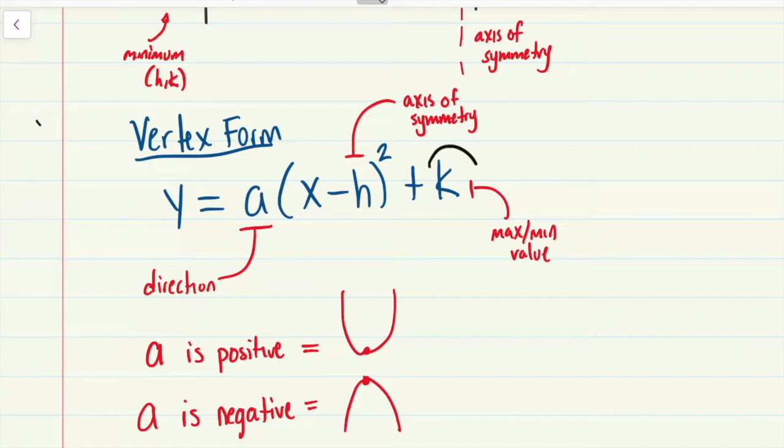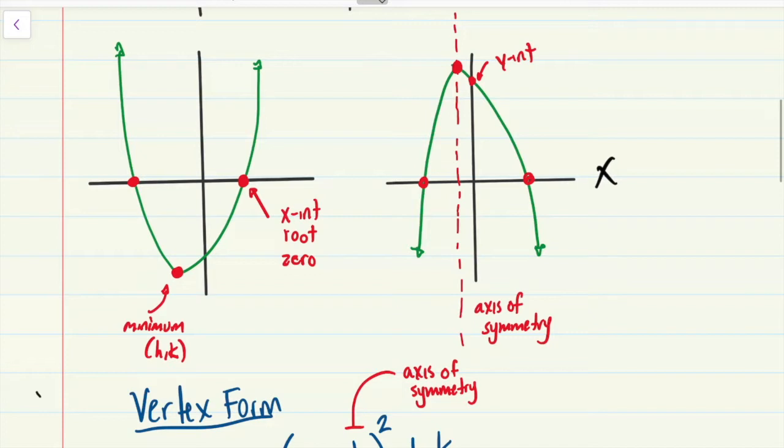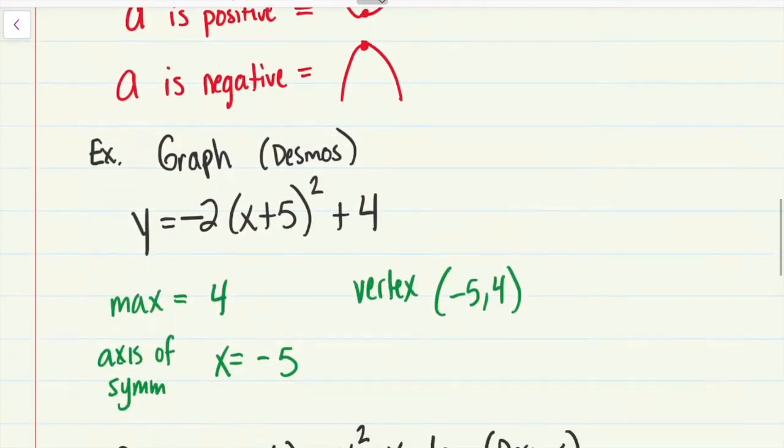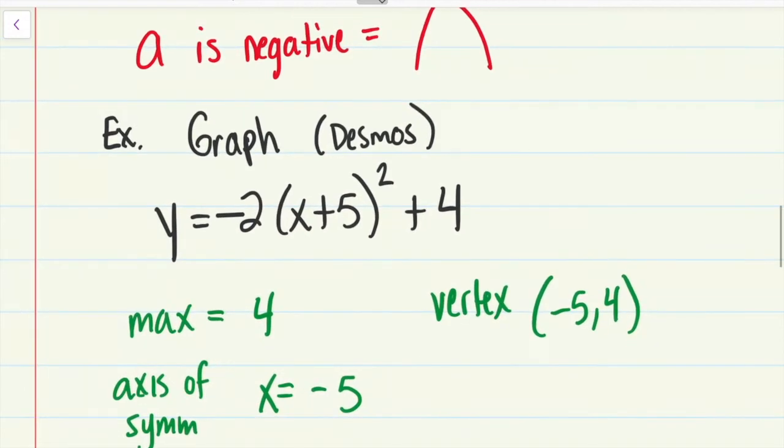Once again, the K represents whether it's a maximum or minimum value. So if it's a parabola going up, the K will represent its lowest point. If it's a parabola going down, the K will represent its maximum point. So once you have it in vertex form, it makes it very easy for you to spot everything. But once again, let's use Desmos to help me find this information.